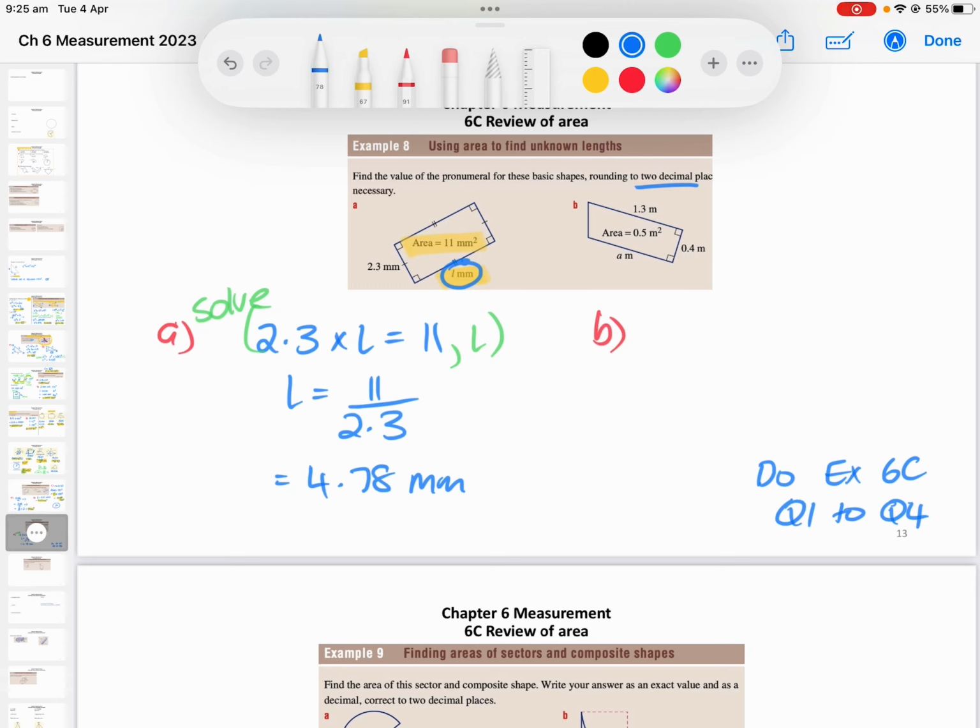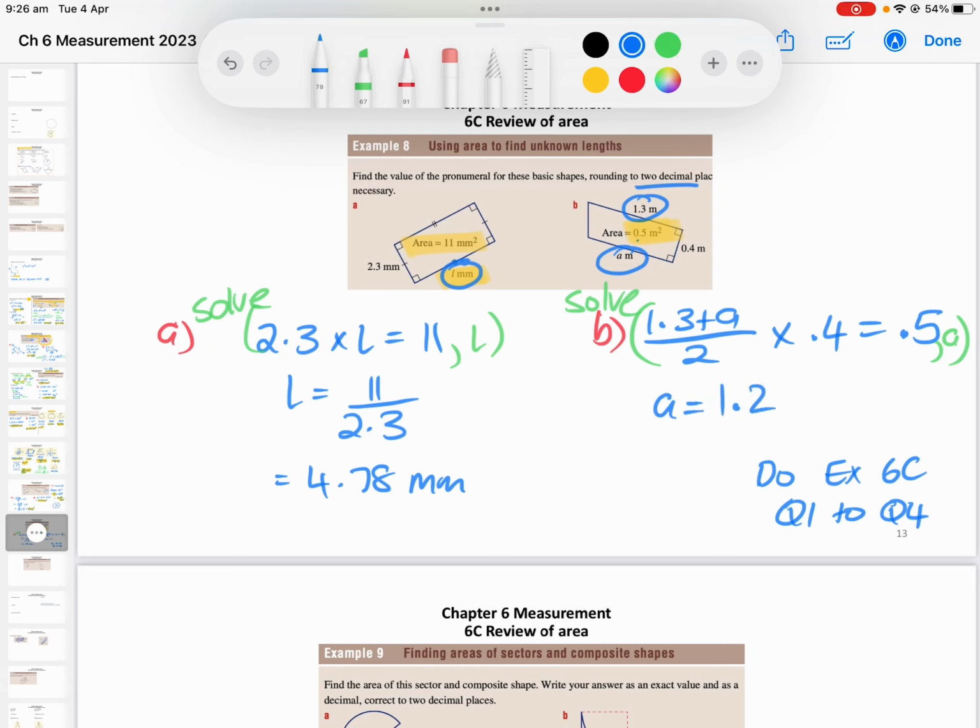And the next one, this is a trapezium again. So we go 1.3 plus A, and we halve that. And when you times that by 0.4, you get an answer of whatever that area is, 0.5 metres squared. So with this one, you could rearrange yourself, but I'm thinking this one's a bit trickier. So on your calculator, you will do solve, type this in and solve that for A, Control Enter, and it will give you an answer, hopefully, that A equals 1.2. So what I'd like you to do now is go through and do questions 1 to 4 for exercise 6C.